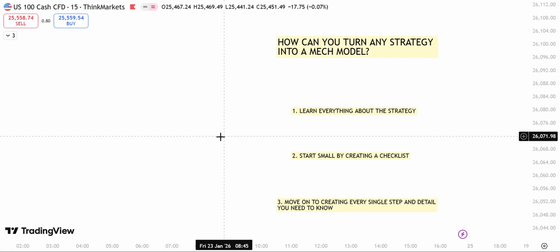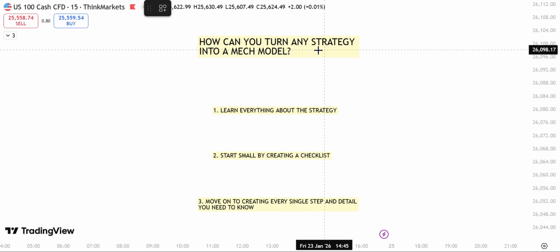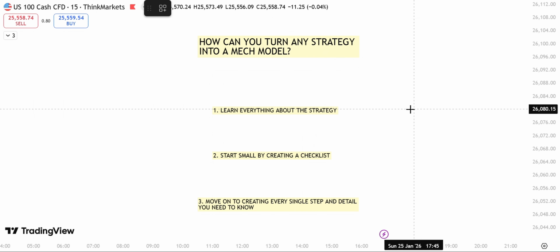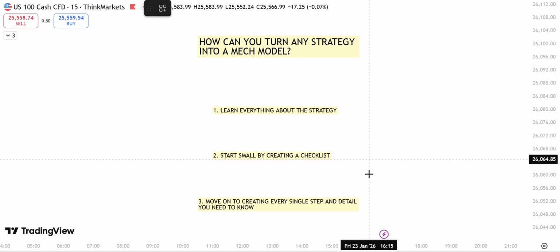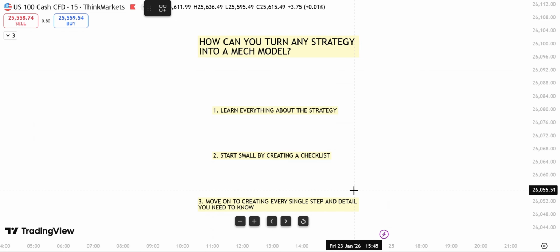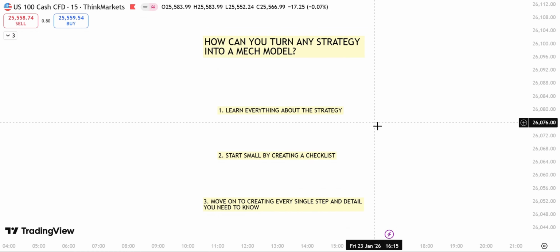Now, let's look into how you can turn any strategy into a mechanical model. This is actually really important because every strategy has a specific mechanical model. There are some strategies that can get the mechanical model straighter, that can get you better results with the mechanical model, or that may be faster to comprehend than others.